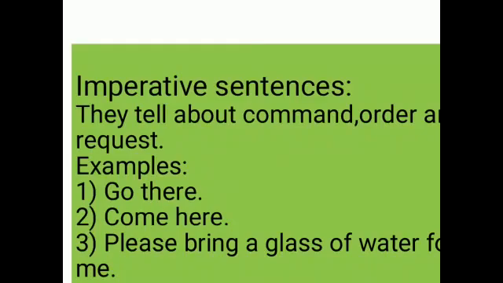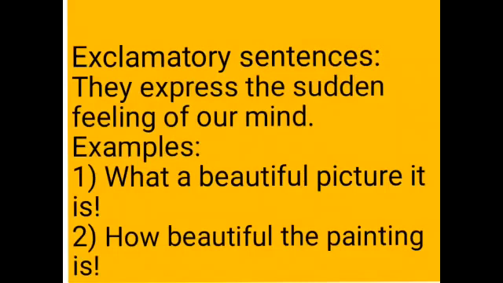In the same way, we can understand imperative sentence. Next is exclamatory sentences. Basically, these sentences are used to express the sudden feeling of our mind. So there are some examples before you so that you may understand how to use exclamatory sentences. What a beautiful picture it is. How beautiful the painting is. These sentences are used here and they are telling us the sudden feeling of our mind.